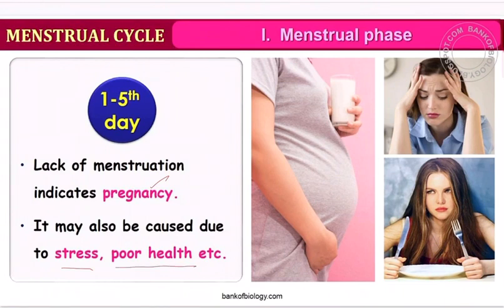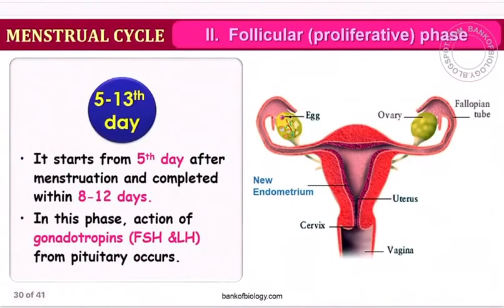Lack of menstruation indicates pregnancy. So if there is no menstruation, it is an indication that the lady is pregnant. It may also be caused due to stress, sometimes because of lifestyle, and of course poor health, and not to forget diet also. Diet is also very, very important.